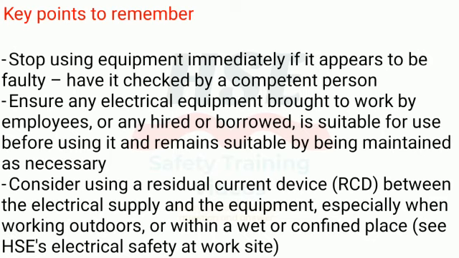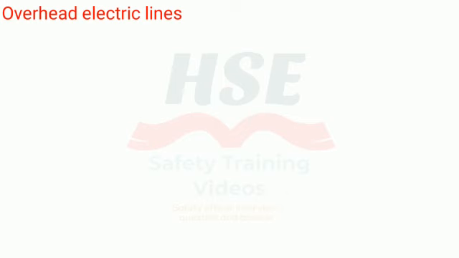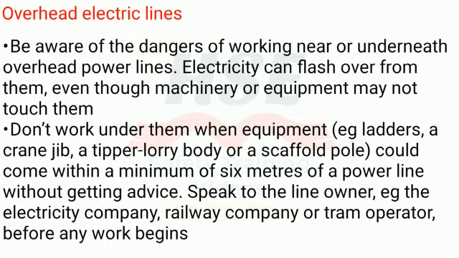CHSE's Electrical Safety at Work Site. Overhead electric lines. Be aware of the dangers of working near or underneath overhead power lines. Electricity can flash over from them, even though machinery or equipment may not touch them. Don't work under them when equipment, e.g. ladders, a crane jib, a tipper lorry body or a scaffold pole, could come within a minimum of 6 meters of a power line without getting advice.